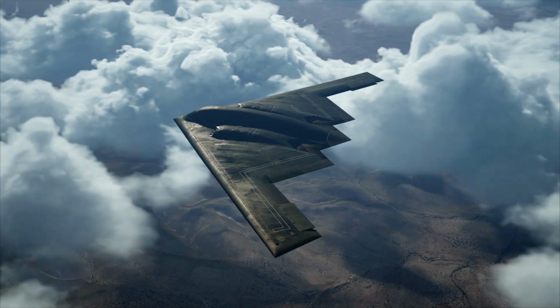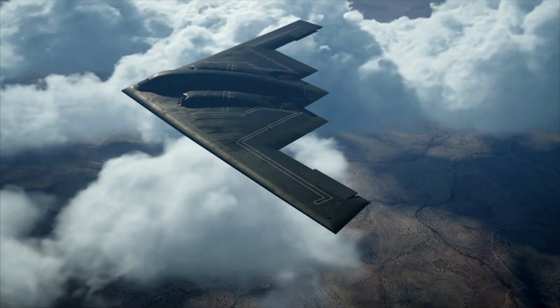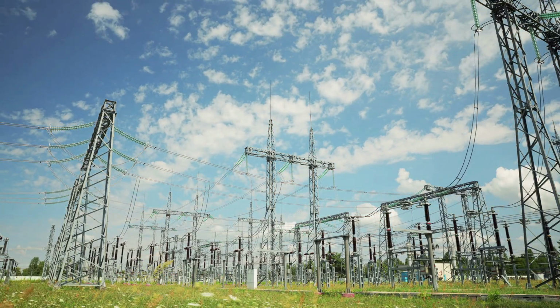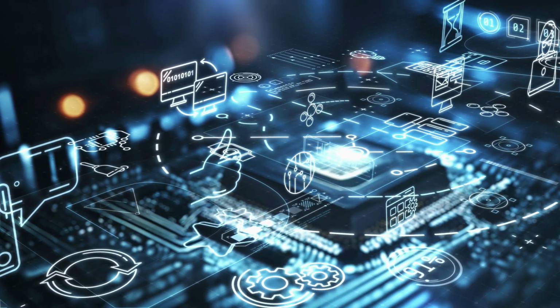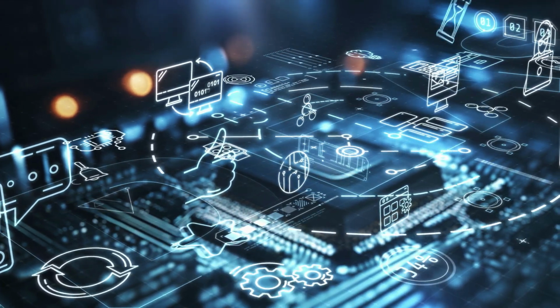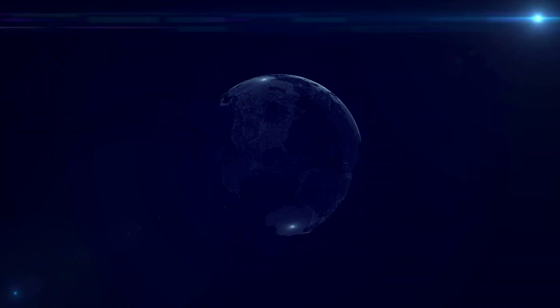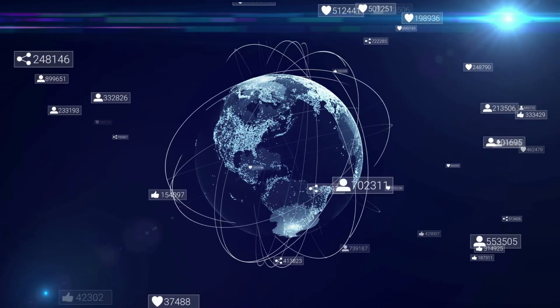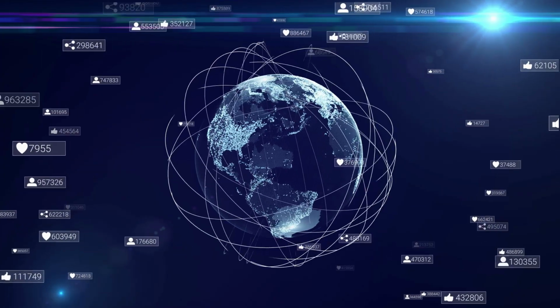Have you ever wondered how massive projects like building an aircraft, managing a city's infrastructure, or designing advanced software come together seamlessly? The secret lies in systems engineering, a disciplined approach to solving complex problems by focusing on the big picture.